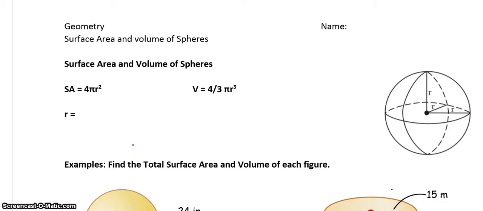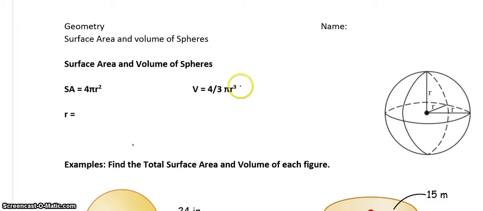Spheres are awesome because we only have two formulas to deal with. The surface area of a sphere is 4 pi r squared. And the volume is 4/3 pi r cubed. The way I like to remember it is squared goes with area, cubed goes with volume.